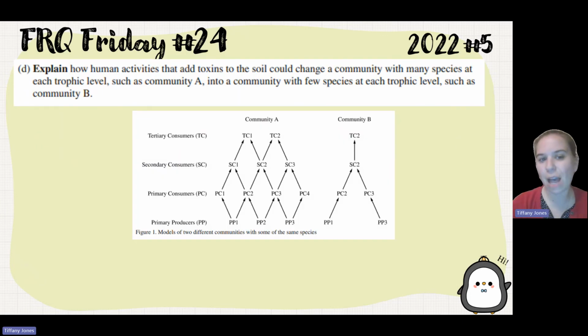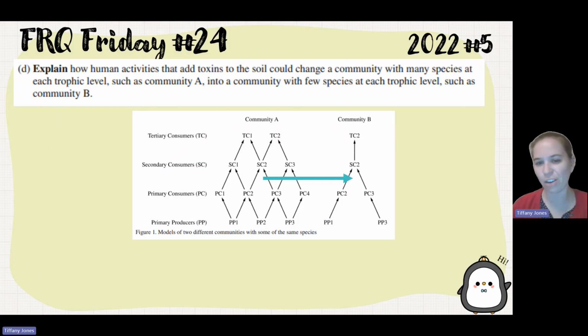Part D says, explain how human activities that add toxins to the soil could change a community with many species at each trophic level, such as community A, into a community with few species at each trophic level, such as community B. So they're asking, how can community A basically transform and be like community B due to those toxins? Well, if there are toxins in the soil, the primary producers are going to have those toxins. Then the primary consumers consuming those primary producers are going to have a buildup of that toxin. And the secondary consumers consume our primary consumers, so they'll have that buildup of toxin as well. So we see the biomagnification moving its way up.